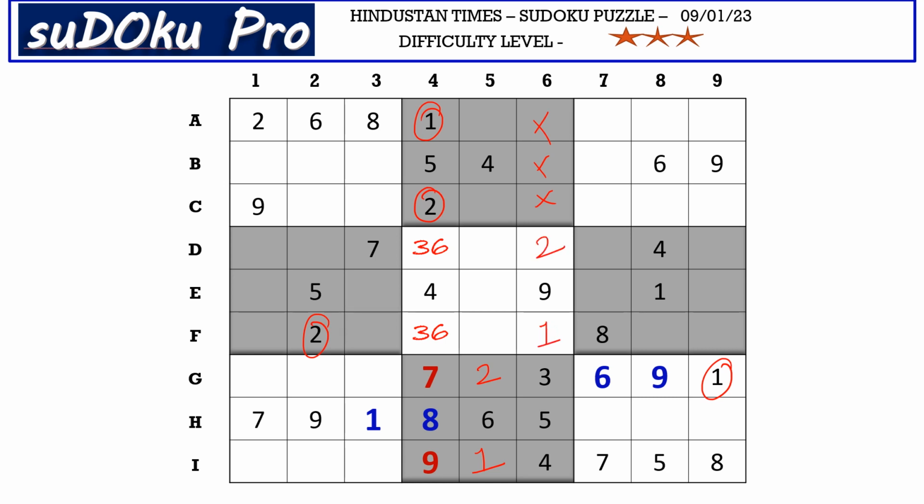Now in the central block we have 3 empty cells and the missing numbers are 5, 7 and 8. So 5, 7 and 8 goes in these 3 cells. But we do not know which number goes where because we do not have clues across.